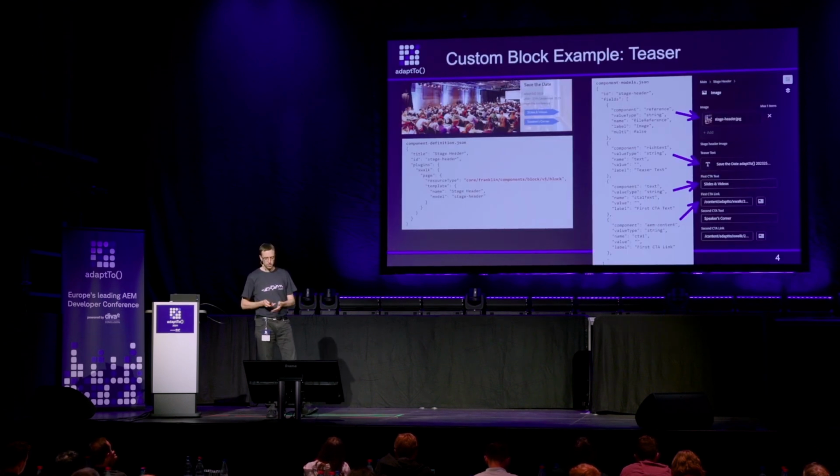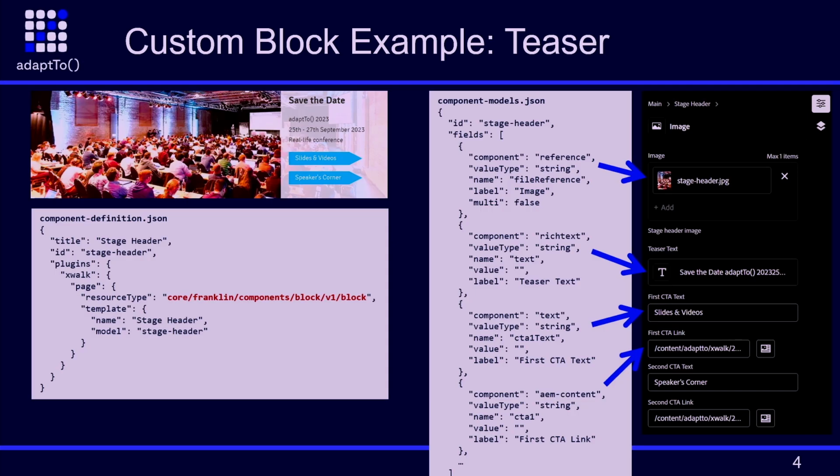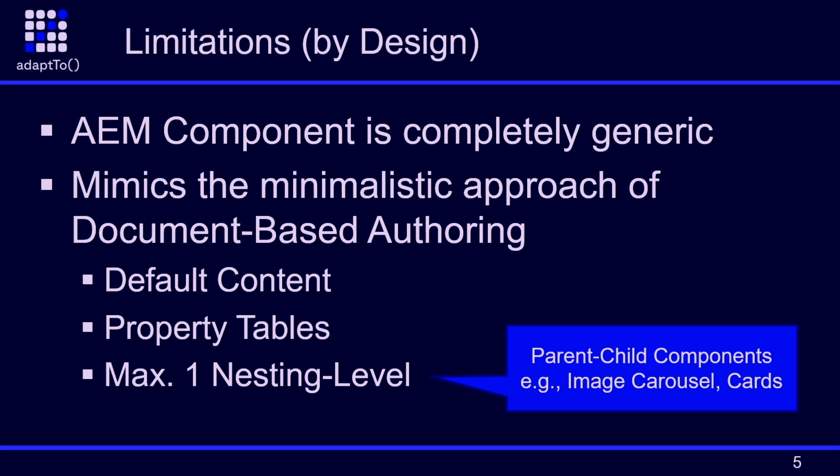I will not go into details here. This is again an example. I think it's the fourth or fifth time that our old stage teaser here is re-implemented somehow. The important thing is only on the left side, the red marked thing. This is a custom component, and this is mapped in the component definition to this generic block component. And the right side is only the definition of the model with the fields you can edit and so on.